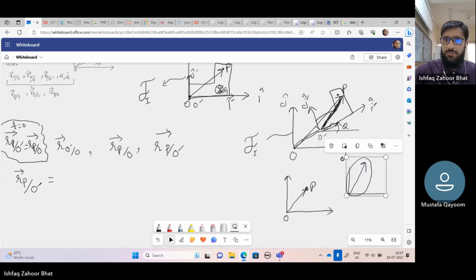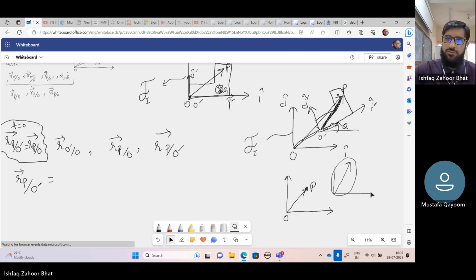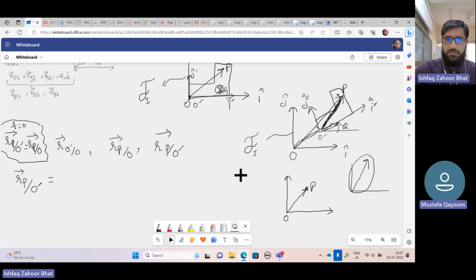So if we drag it and put it here, what was this vector? Let me name it first. This is O dash P. And what are these? These are I dash and J dash, and these have actually rotated. These are not like this. These have rotated with respect to I by an angle theta.